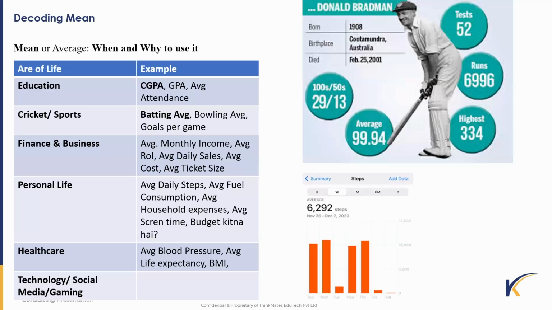In social media, average time spent on social media. Average time spent on Instagram. Teja has written an excellent answer. In gaming, win rate per game. Absolutely. Win rate is nothing but average. In social media, average number of followers you have. This celebrity has so many average number of followers.